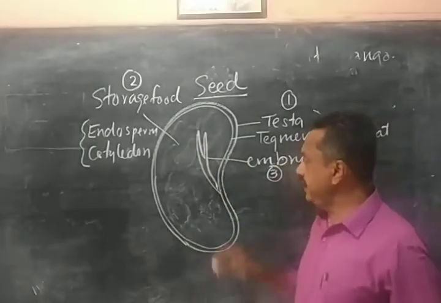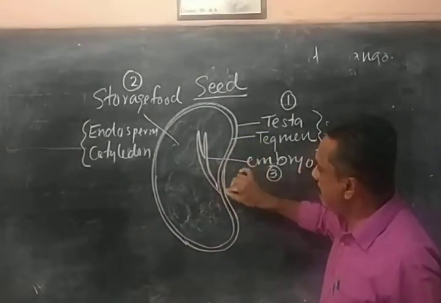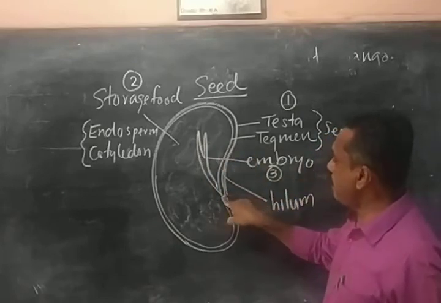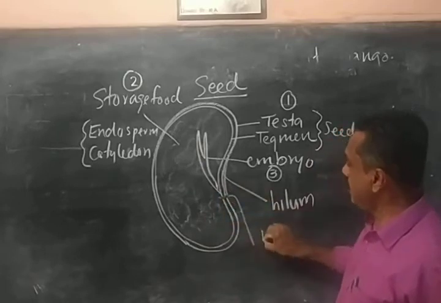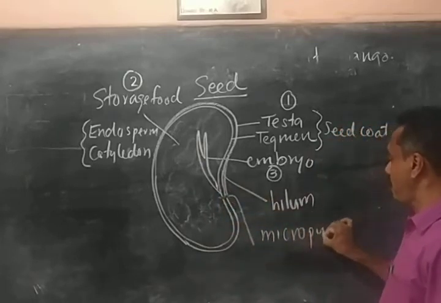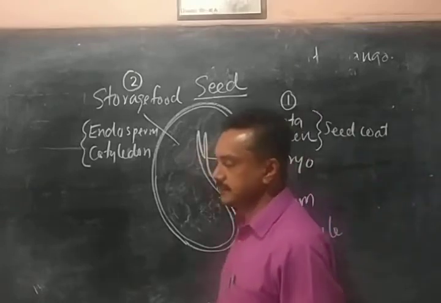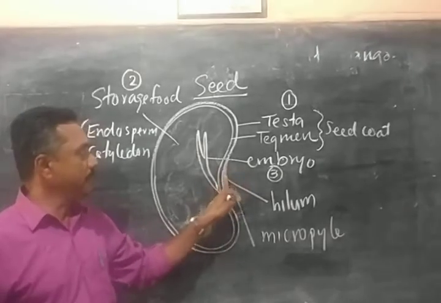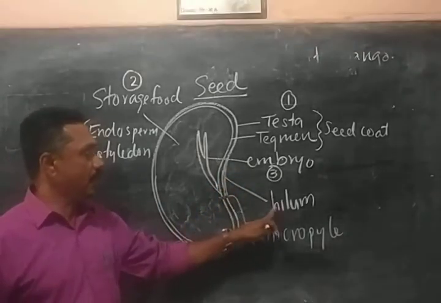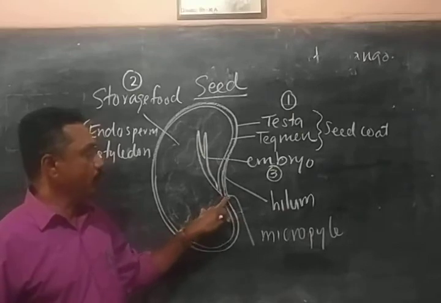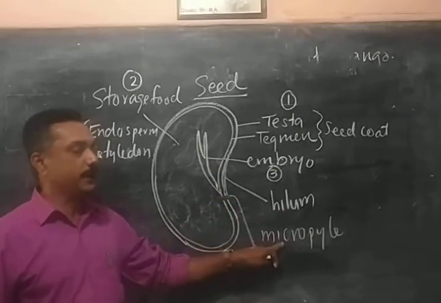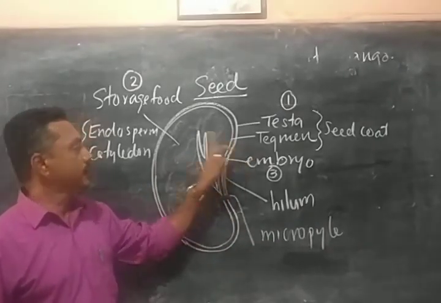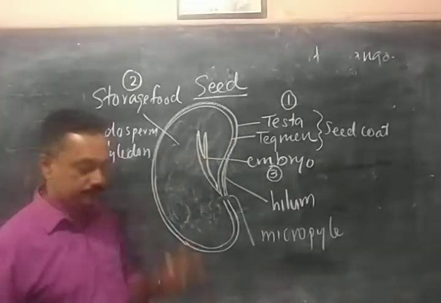And in the concave part of the seed, there is a white mark. That white mark is called hilum, and there is a small opening here. A small opening is called micropyle, M-I-C-R-O-P-Y-L-E. So, there is a white marking as in the case of the pea plant or like that. This small opening is very minute. This opening is called micropyle. So, a typical seed consists of seed coat, storage food, and an embryo.